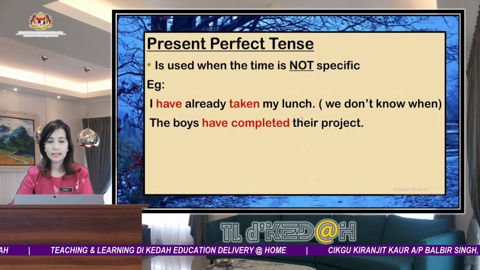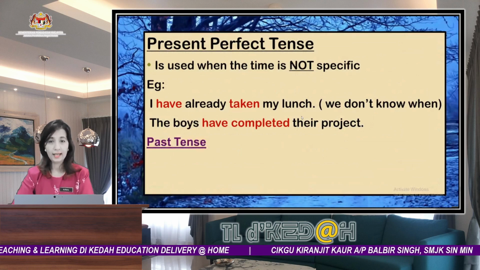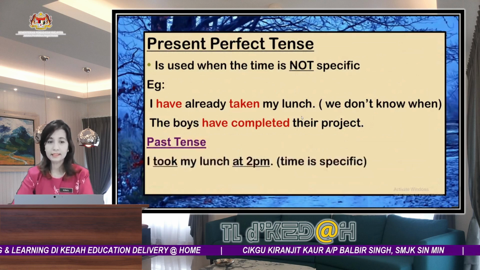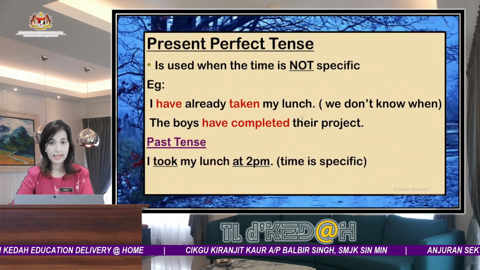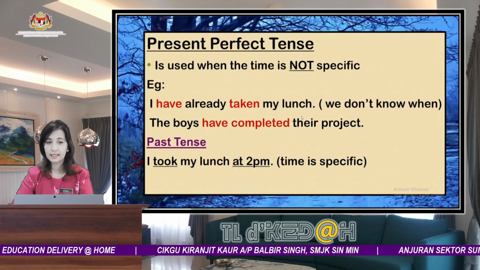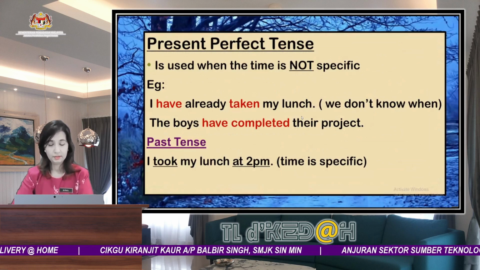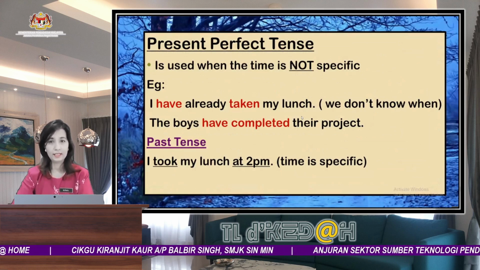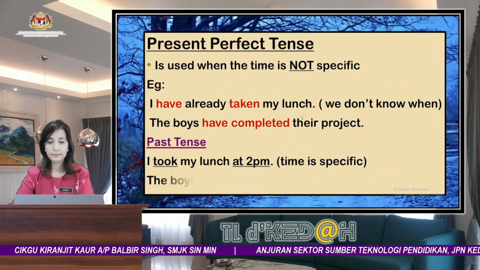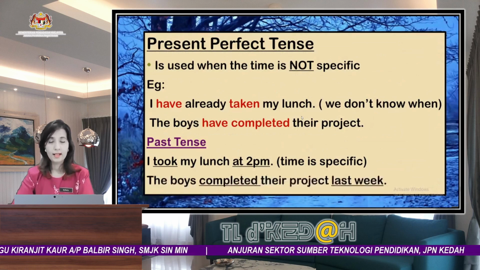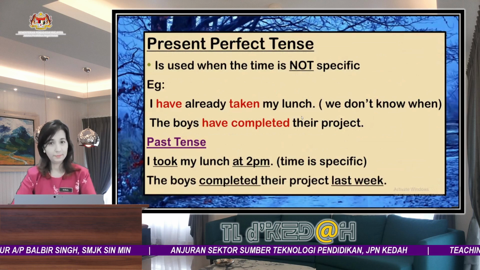So we look at the difference for past tense: I took my lunch at 2 p.m. Here, very clearly, the time is specified, 2 p.m. Look at the difference. Present perfect tense, I've already taken my lunch. Past tense, I took my lunch at 2 p.m. The boys completed their project when? Last week. Can you see the difference between present perfect tense and past tense, students?